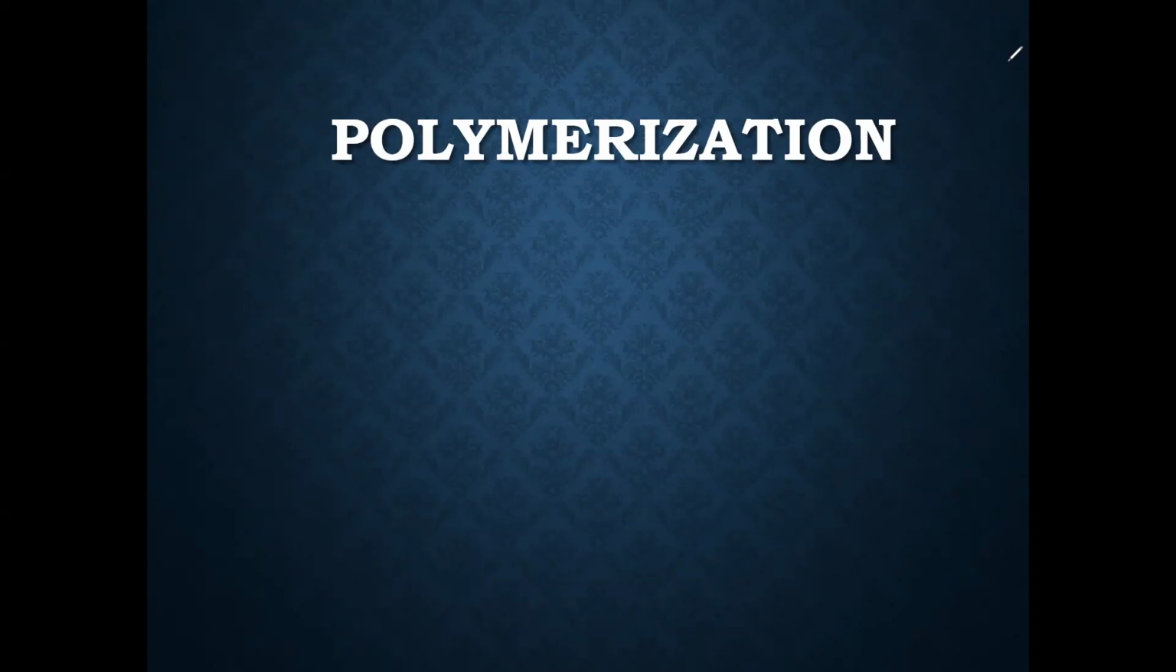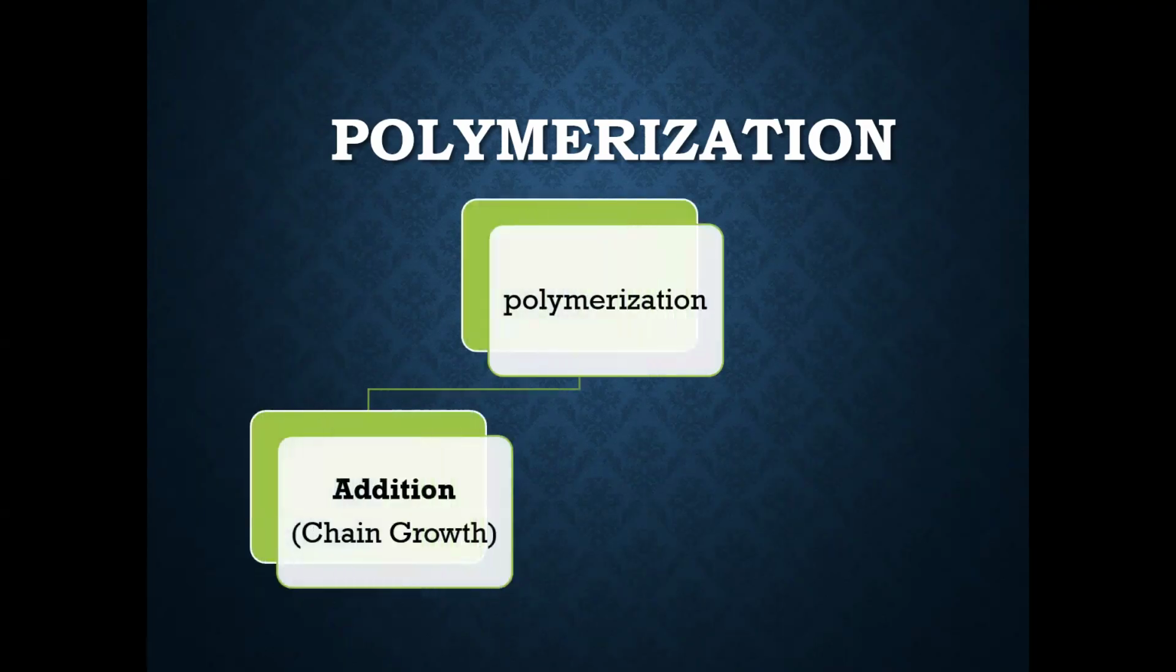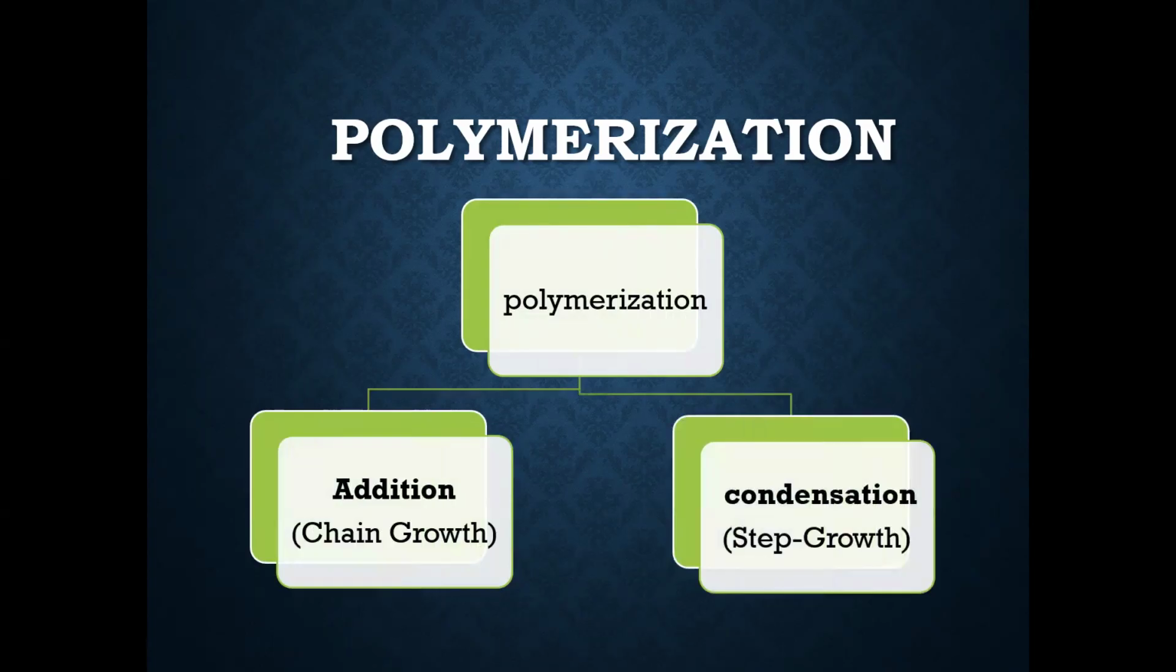And today I will explain what anionic polymerization is. Let's remember that polymerization is a chemical reaction to form polymers from monomers. This polymerization has two main mechanisms of reaction. The first one is addition, or termed chain growth. The second one is condensation, or known as step growth.